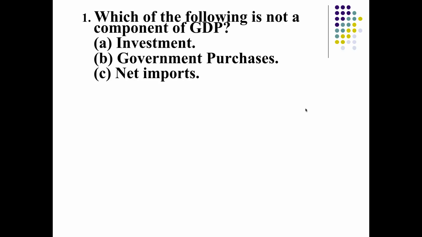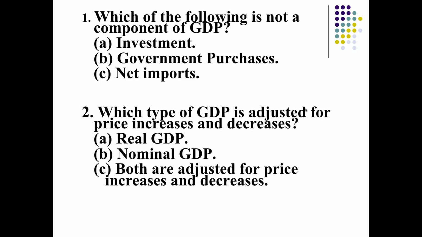All right, so let's take a look here at a couple of questions. For number one, which of the following is not a component of gross domestic product? And number two, which type of gross domestic product is adjusted for price increases and decreases? I'll give you a few seconds for that.